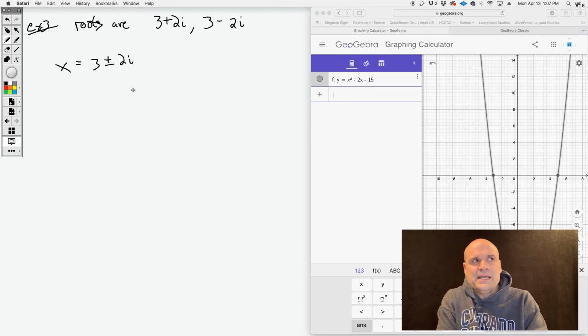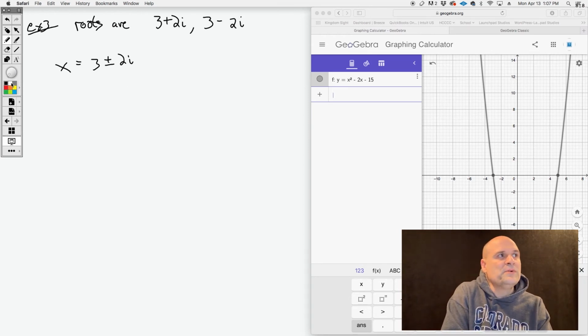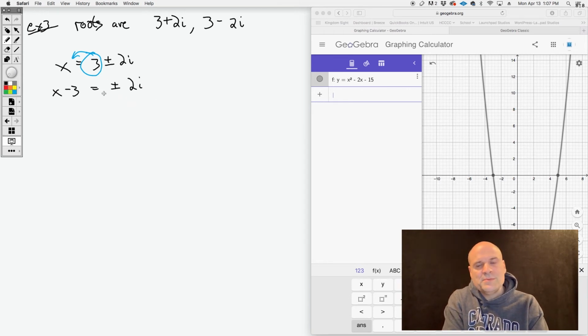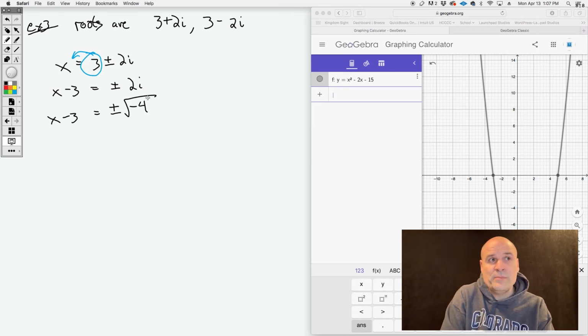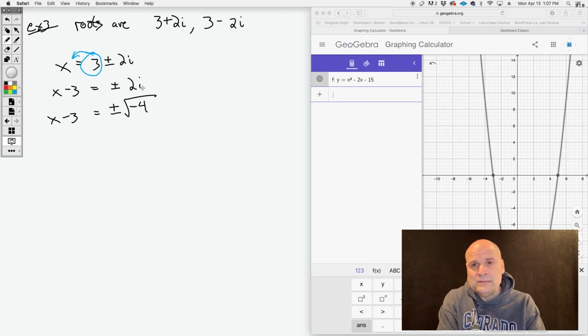Now what is the last thing that you did to get there when you solved by completing the square? Well, you brought this 3 over, right? So it used to look like this. x minus 3 equals plus or minus 2i. So when you bring that -3 over, it becomes a positive 3. Well, this happened because you took the square root of something. What something did you take the square root of? Well, the square root of -4 is 2i. Because remember, when you take the square root of a negative, you just pull the i out, and you take the square root of 4, which is 2. So that's what that looks like.